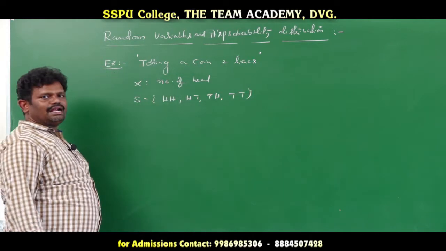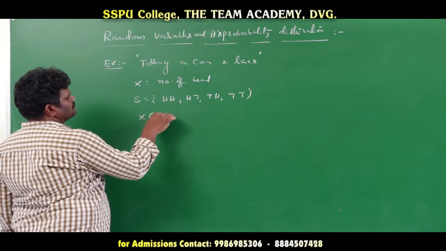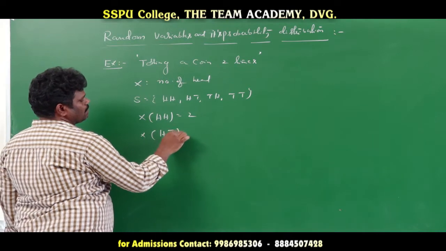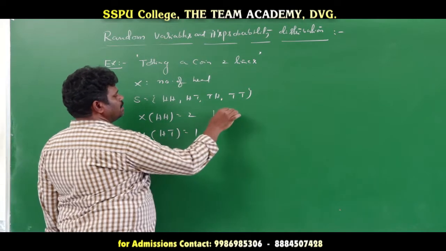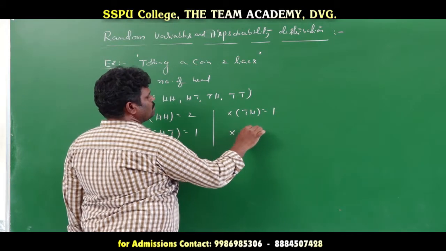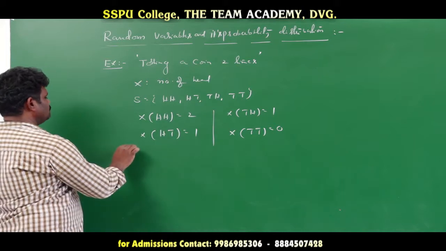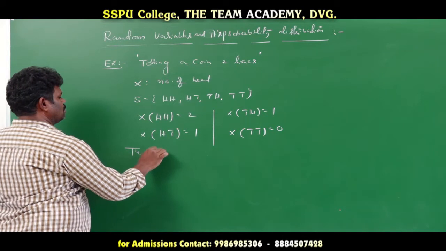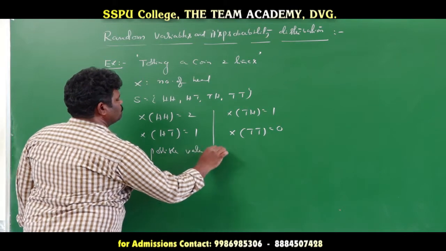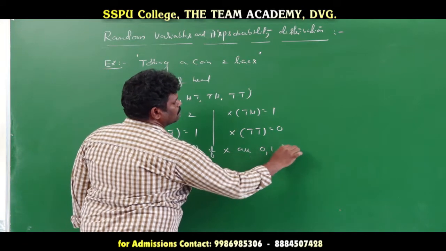Now the random variable is the number of heads. So X of HH, the number of heads, is 2. X of HT, the number of heads is 1. Next X of TH, the number of heads is 1, and X of TT, the number of heads is 0. The possible values of the random variable X are 0, 1, 2.